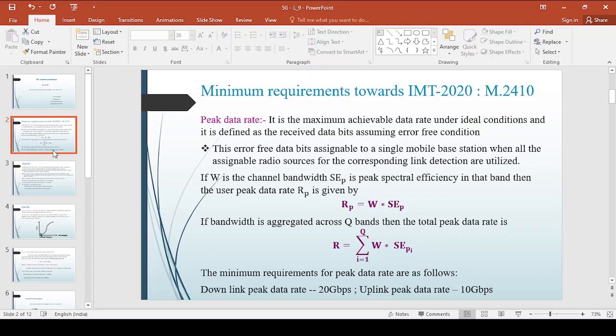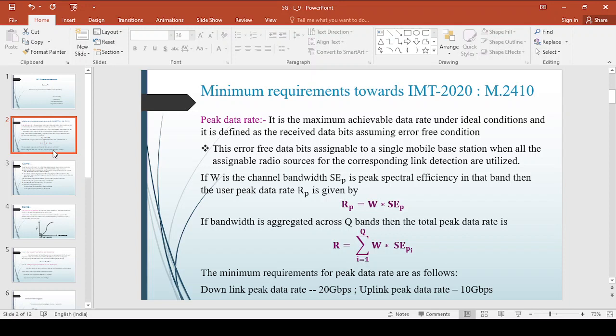Now if bandwidth is aggregated across q bands, then the calculation of peak data rate will be R equals the summation of I equals 1 to q of W, which is nothing but the channel bandwidth, into peak spectral efficiency. Now the minimum requirement of peak data rate in the downlink is 20 gigabits per second, and in the uplink the minimum requirement of peak data rate is 10 gigabits per second. Now the DL to UL ratio is 2:1. If you consider any minimum requirement, always the DL to UL ratio is 2:1, right?